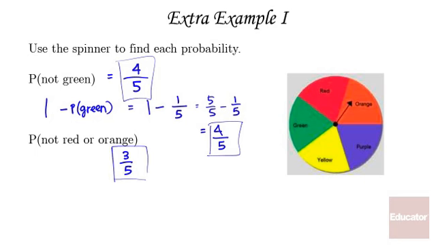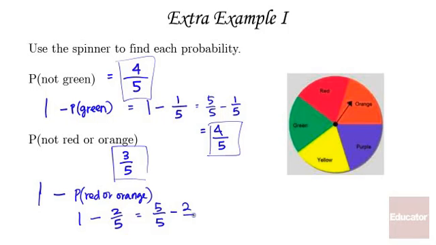But again, we still have to understand that I can find the probability of the red or orange, and then take the whole thing and subtract it, right? So how many are red or orange? I have 1, 2, 2 out of 5. 1 minus 2 over 5. Again, change this to 5 over 5 minus 2 over 5. And that's going to give me 3 over 5.